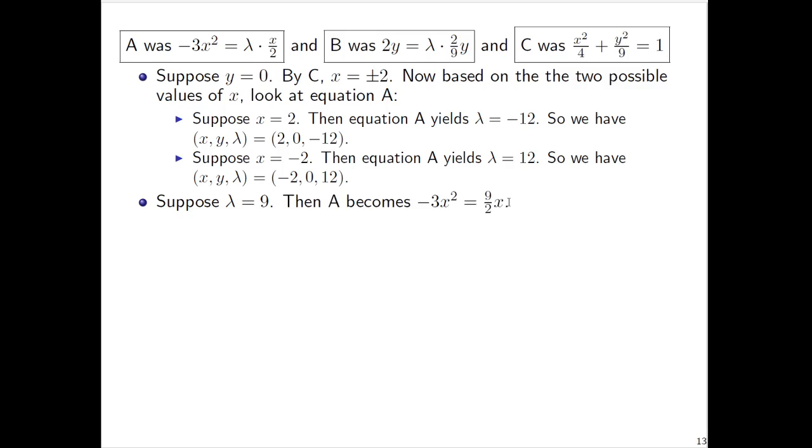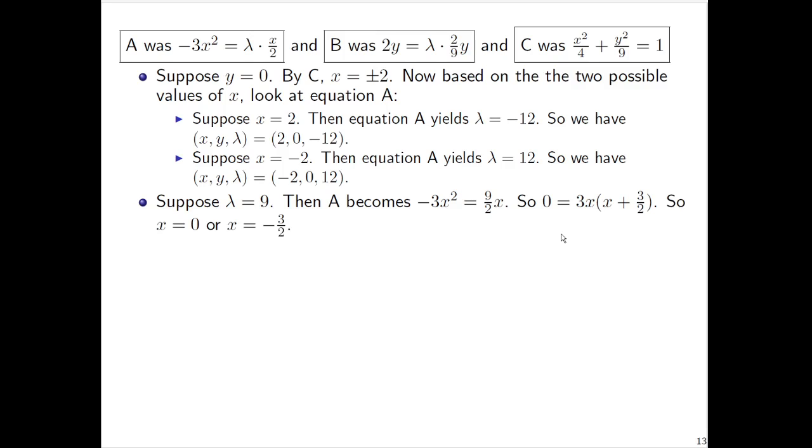So what happens when lambda equals 9? I then chose to look at equation A instead. I don't have to be systematic about the order. But if lambda is 9, you plug in 9 and get an equation that looks like this. It looks a little messy, but we can add 3x squared to both sides and then factor out 3x. So you get 0 is equal to 3x times quantity x plus 3 halves.